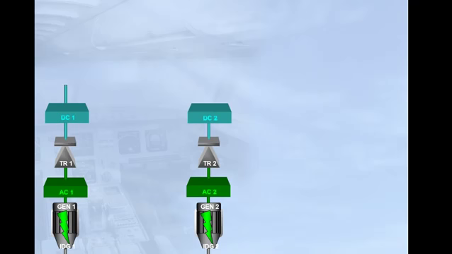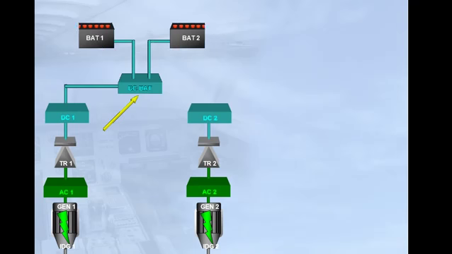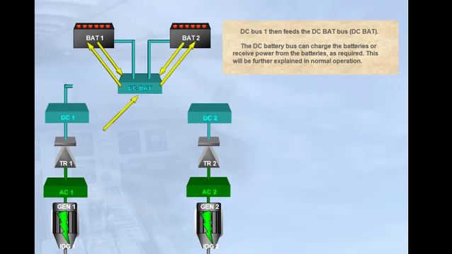DC bus 1 then feeds the DC BAT bus, DC BAT. The DC battery bus can charge the batteries or receive power from the batteries as required. This will be further explained in normal operation.